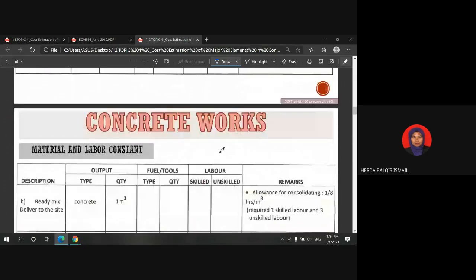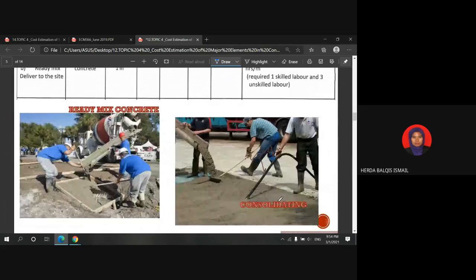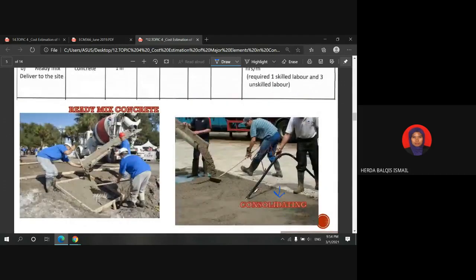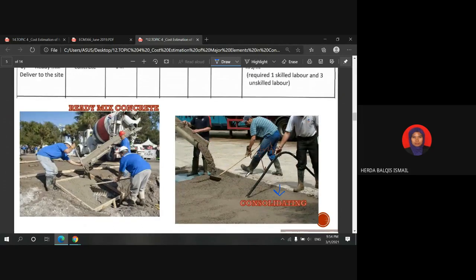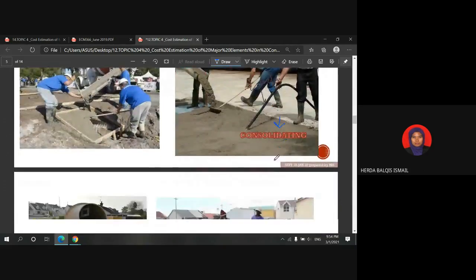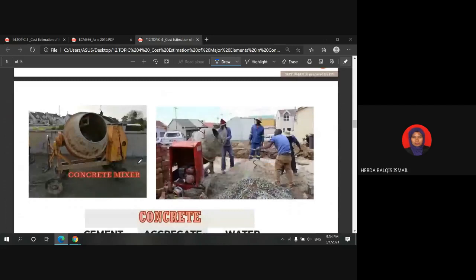So basically this is the process of consolidation. The unskilled labor will use the vibrator to consolidate the concrete during the concrete pouring, right? So consolidating or compaction. Okay. So this is how the concrete mixers look like.